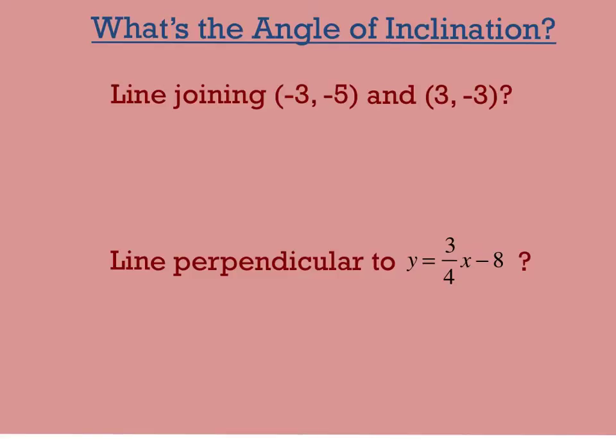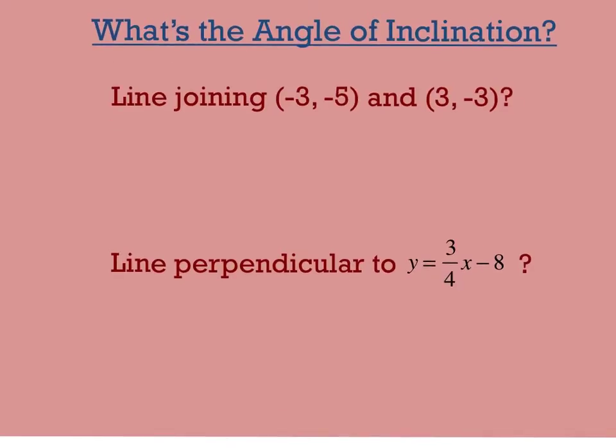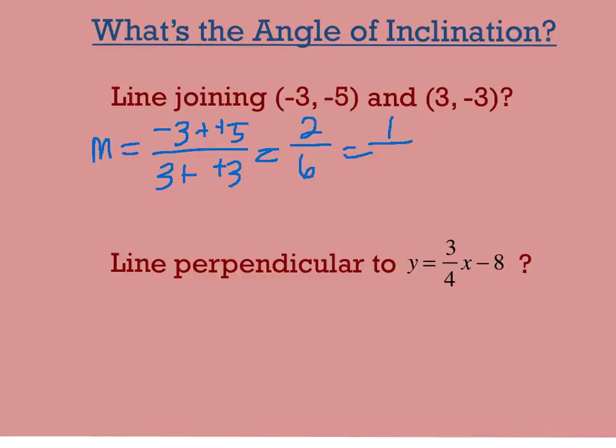So if we take a look at a few more examples of the angle of inclination problems, the first is asking us for the angle of inclination of a line joining the points negative 3, negative 5, and 3, negative 3. Well, the first thing we need to do is find the slope of those lines. We can do that by doing y2 minus y1 over x2 minus x1. These end up both being positives. We end up with 2 over 6 or 1 over 3, which means all we have to do is take the tan inverse of the slope, which in this case is 1/3, and we arrive at our answer of 18.43 degrees.